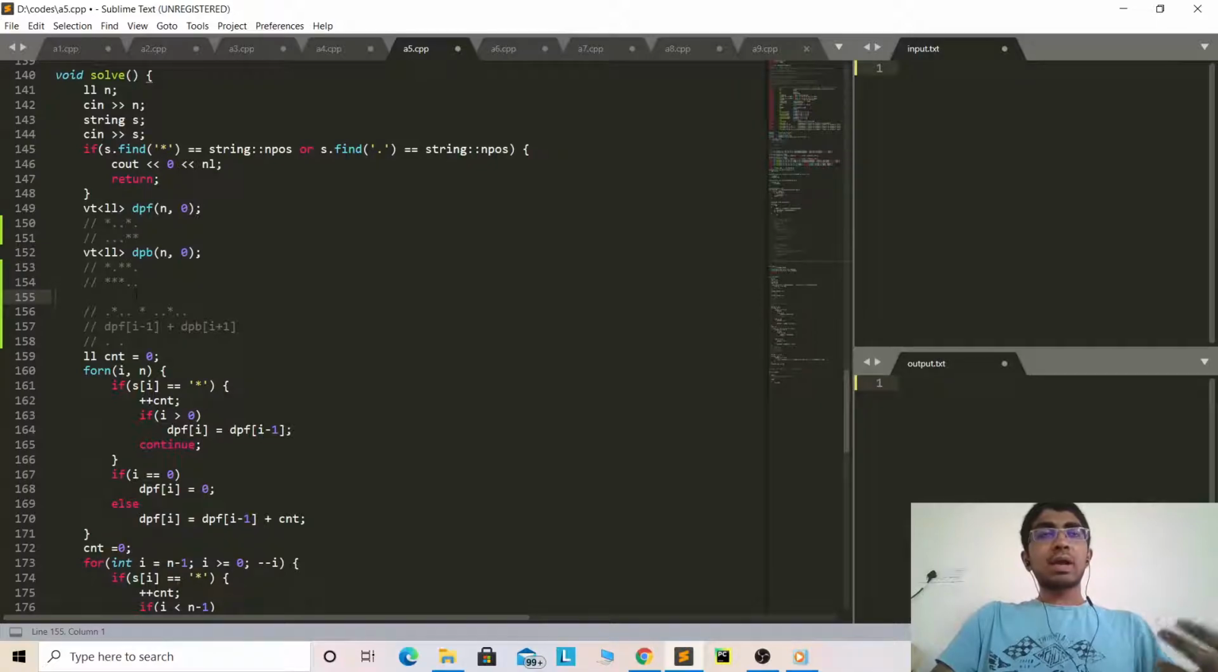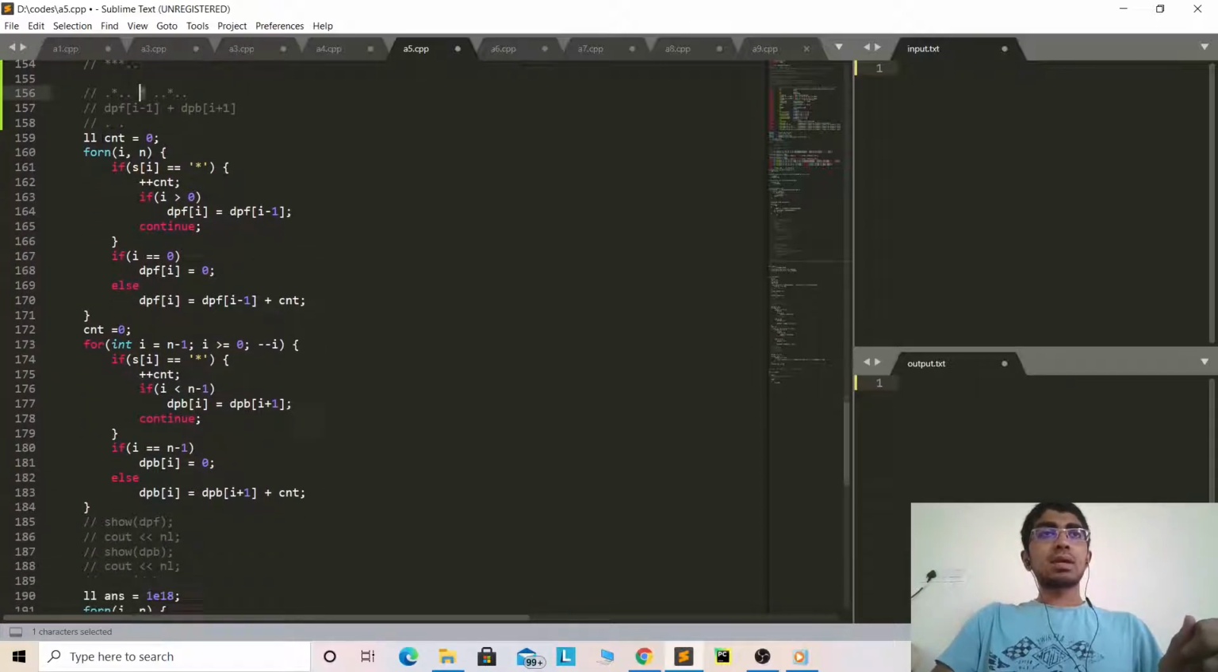After we calculate DP forward and DP backward, at any position I we can check the cost, which would be DP forward of I minus 1 plus DP backward of I plus 1. We are assured that DP forward of I minus 1 and DP backward of I plus 1 would always be collections of stars. They are together, and the current ith position is also a star, so all the stars are together now.